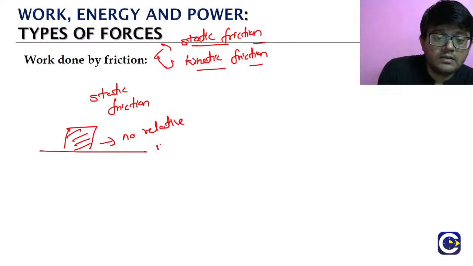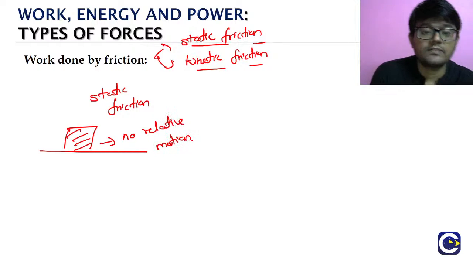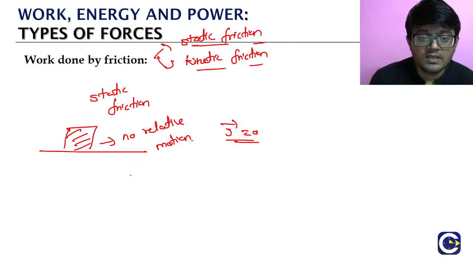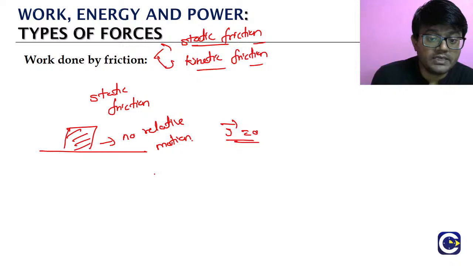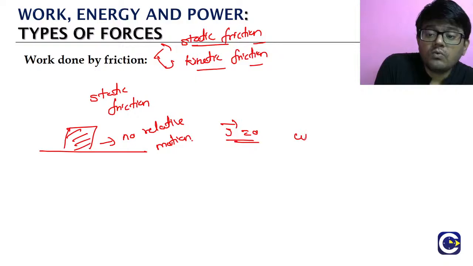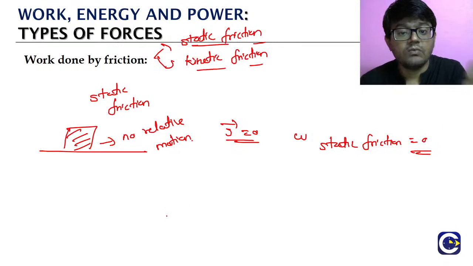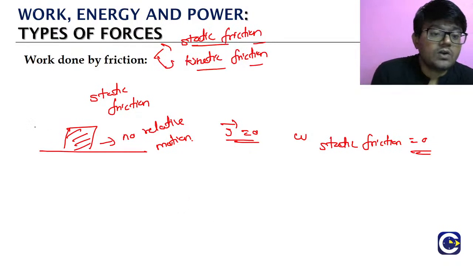So when does static friction exist? When there is no relative motion. If there is no relative motion, what is the displacement going to be? Zero. Correct. So displacement is zero means work done by the static friction is zero. If there is no displacement, then what is the work done by the static friction? Zero. But it will not always be correct.